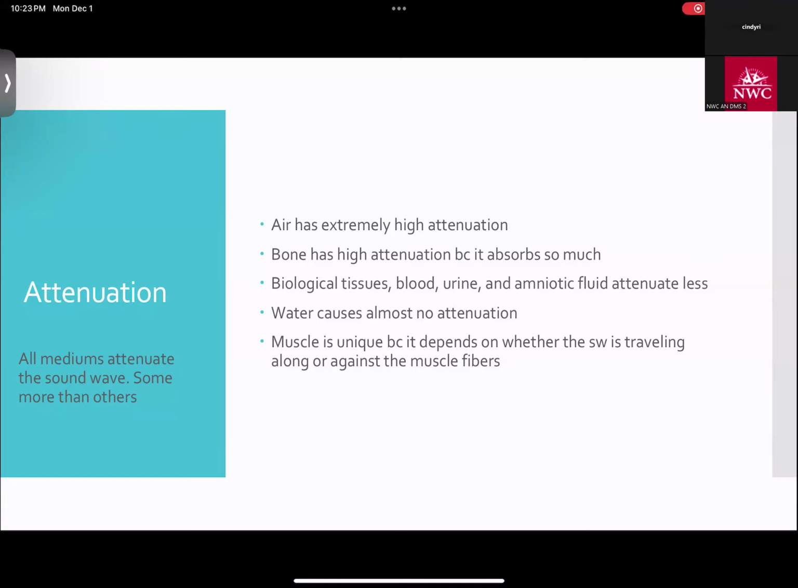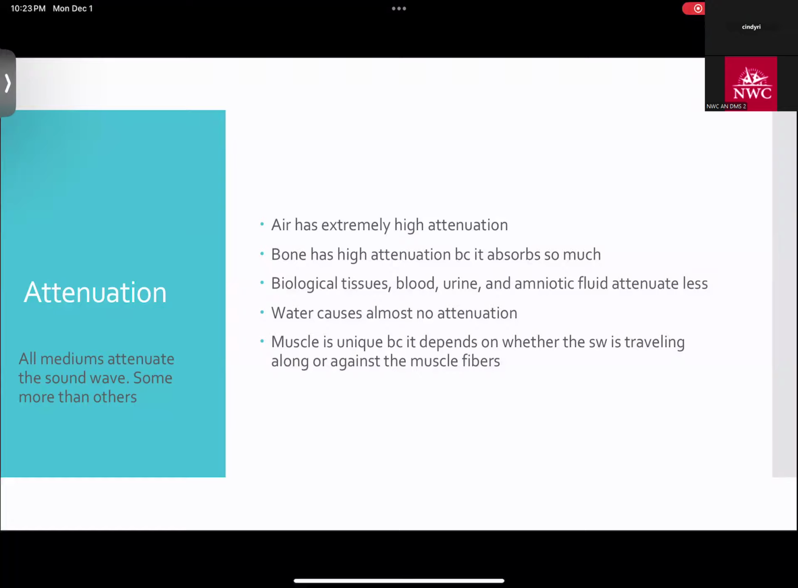Water causes almost no attenuation at all. And that's why it's so easy for us to scan through fluid-filled structures. We can scan through a urinary bladder. We can scan through all the amniotic fluid that the baby is floating around in. It actually makes it harder when there is no fluid around the baby.